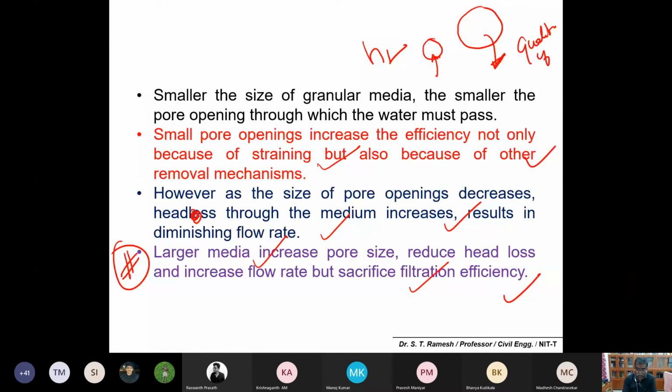Smaller size of particles and bigger size of your sand grains. Is it okay? Yes, sir. Smaller increases your efficiency and at the same time increases your head loss, in turn diminishing the flow. But larger media increases the pore size, reduces the head loss, and also reduces your backwashing cycle, but you have to compromise on filtration efficiency, because microsediments or microflocs will escape from bigger size grain materials.